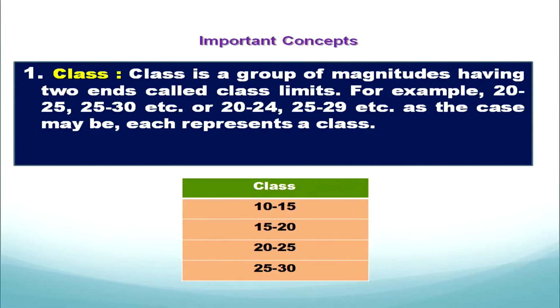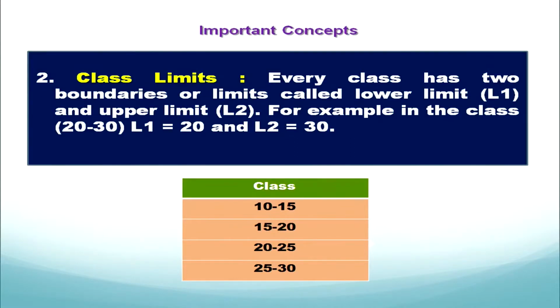Now, let's discuss the second concept. The second concept is class limits. We must know what class limits are. Every class has two boundaries or limits called lower limit and upper limit. Let's see with the help of an example. Here, class 1 is given as 10 to 15. The lower limit is 10 and the upper limit is 15. Whereas, in the next class, 15 is the lower limit and the upper limit is 20. So, we now know what we mean by the term class limits and how many limits there are.